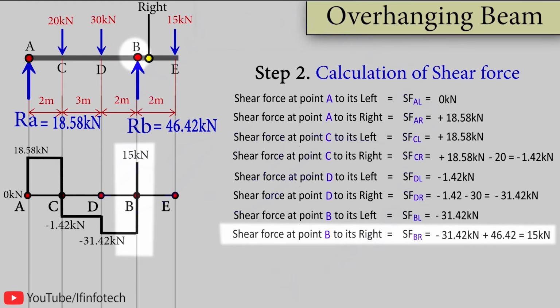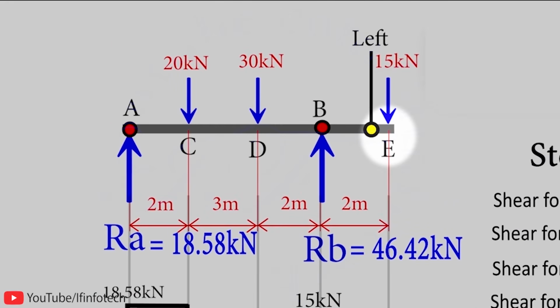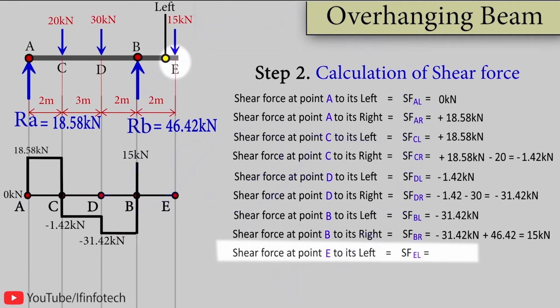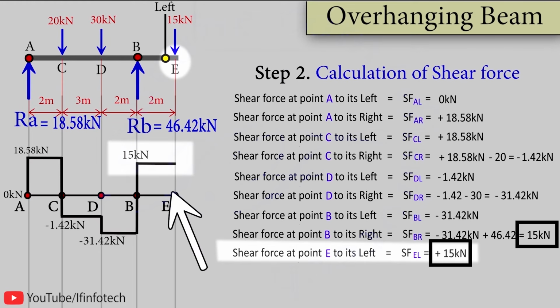Therefore, I make a vertical line of 15 kN to the point which is above the reference line because the shear force value is positive. Now I am taking section to the left of point E, that is SF at E to the left. Then there is no load on the beam between point B and point E on the left side. Therefore, shear force remains constant. That is, shear force at point E to the left is equal to 15 kN. Now there is no variation in shear force value, so make a horizontal line with shear force value as 15 kN.